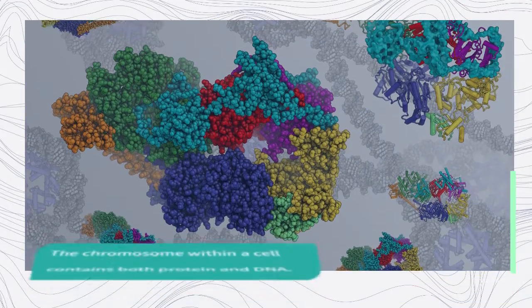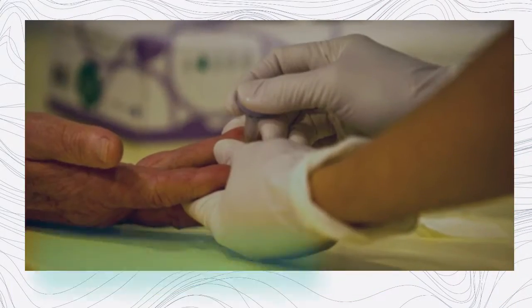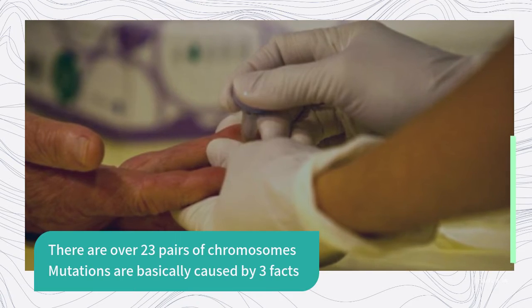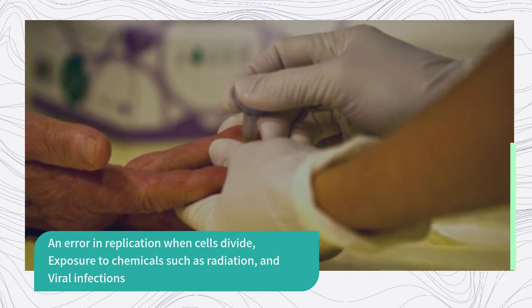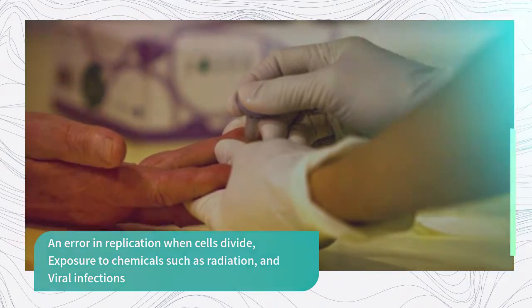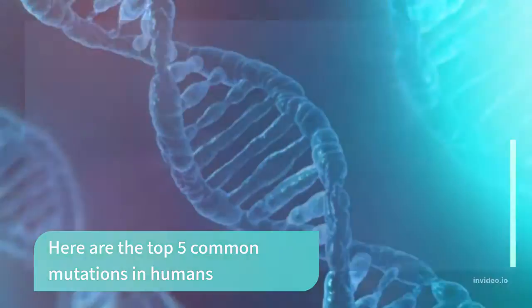The chromosome within a cell contains both protein and DNA. There are over 23 pairs of chromosomes. Mutations are basically caused by 3 factors: an error in replication when cells divide, exposure to chemicals such as radiation, and viral infections. Here are the top 5 common mutations in humans.